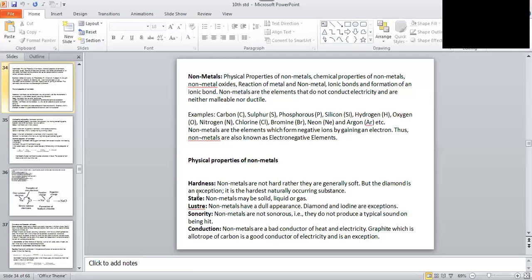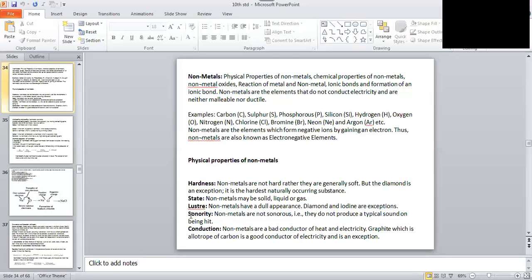Then physical state of non-metals. Non-metals may be solid, liquid, or gas. Then luster. Non-metals have a dull appearance, but here again there are some exceptions. One is diamond and the other is iodine. Their crystals have luster, meaning shiny nature.